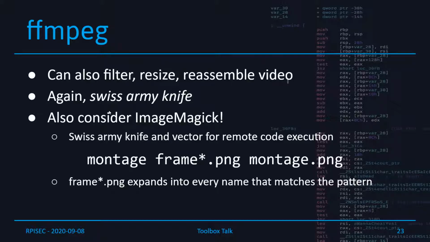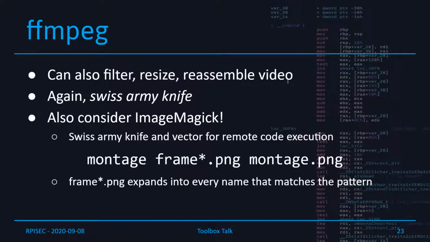So we can do all sorts of stuff. We can resize, rearrange, we can do all sorts of stuff. And there's also ImageMagick, which is well known as two things. It is another Swiss Army knife for dealing with images, and it's effective for code execution. You might have heard of ImageTragick before. It was a very serious bug.